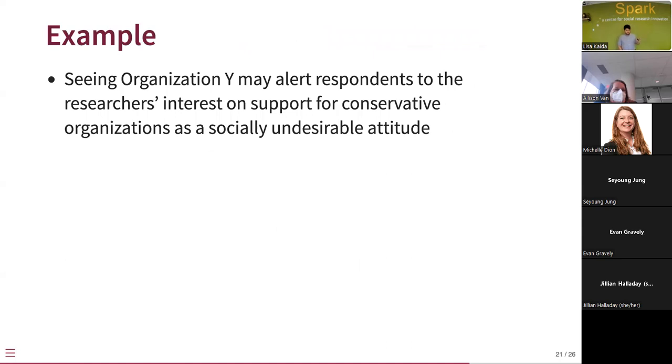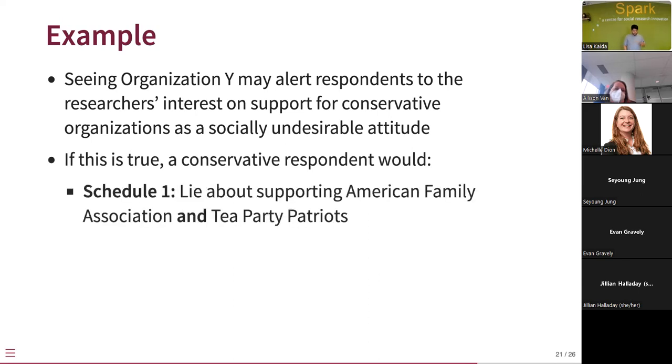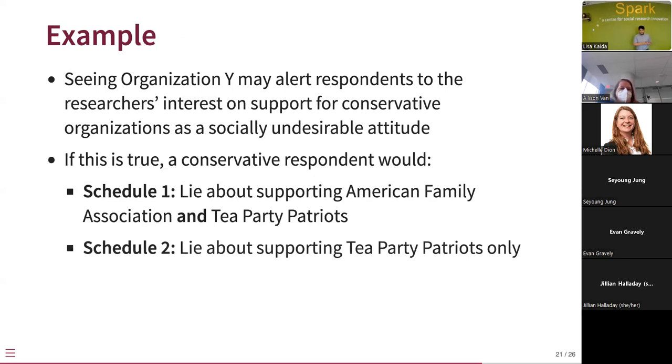Seeing organization Y, this group that is fighting immigration by taking matters into their own hands, people who see that may think, wow, that group is standing out. I think this researcher cares about support for conservative organizations, and I think this researcher would judge me if I indirectly say yes to this organization. So if I'm a conservative, one thing that I would do in schedule 1, I would lie about supporting the American Family Association, which is a group that's advocating for pro-family values, and that was on list A, and the Tea Party Patriots, which was another conservative organization that appears on list B. If I'm on schedule 2, I see the sensitive item only in the second list.